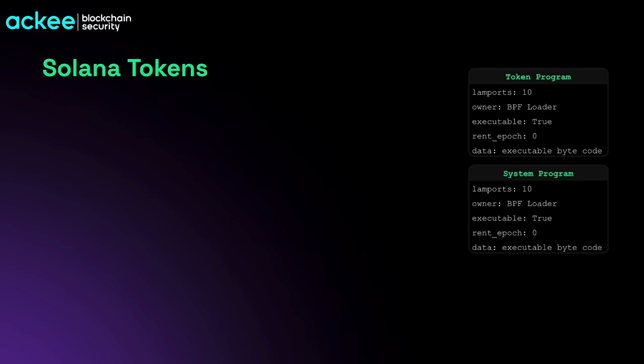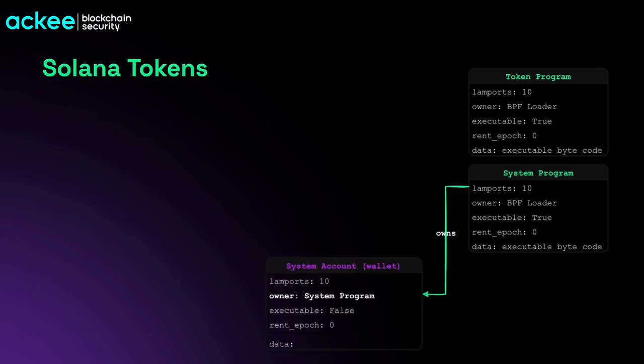So to briefly introduce this, we have our token program, which is the pre-deployed Solana token program, and we also have a system program. Let's introduce a wallet in this case. This can be our wallet, for example. The owner of this wallet is the system program, but we own the private keys for this wallet, so we can essentially ask the system program to do transactions on our behalf.